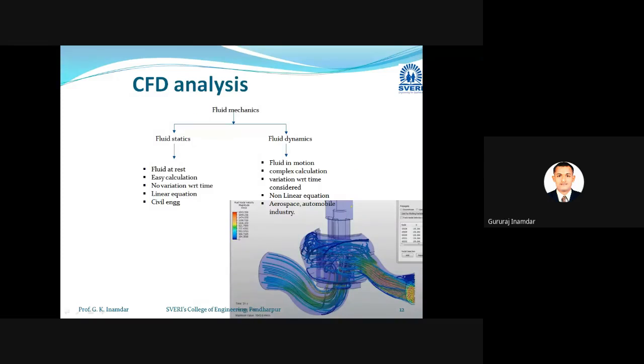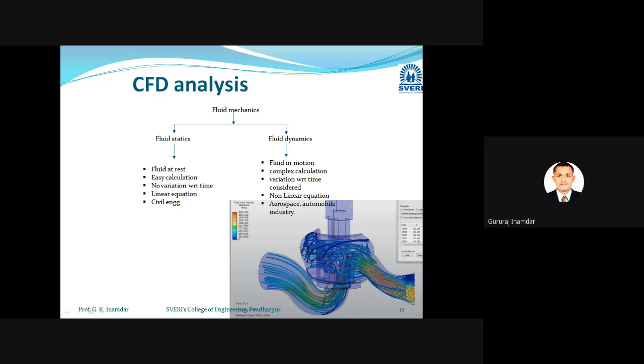Now CFD analysis. What is CFD? Computational fluid dynamics. Whatever the liquid part or fluid part, the fluid part analysis is also available in ANSYS or any APM software. CFD is nothing but computational fluid dynamics. This is also one of the fields. After the completion of BTech, you will get the idea about these different analysis software, different industries. This is a very huge industry, a huge area for CFD analysis.